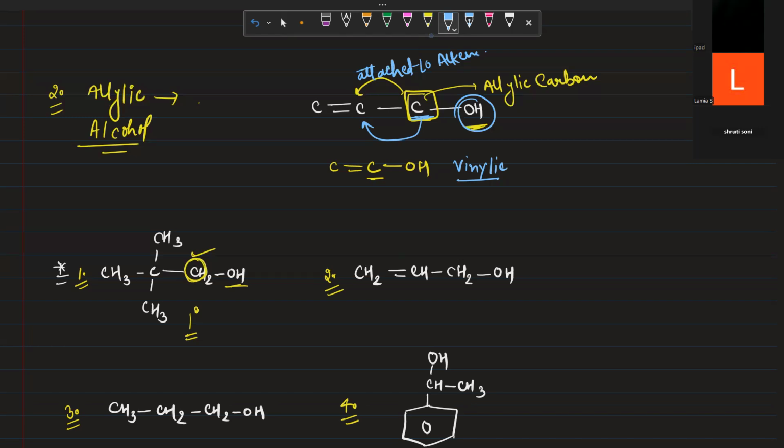Tell me, is the second one allylic or vinylic? If it's directly attached, then it's vinylic. So in this case, it would be allylic. Second one is allylic. Then the third one.